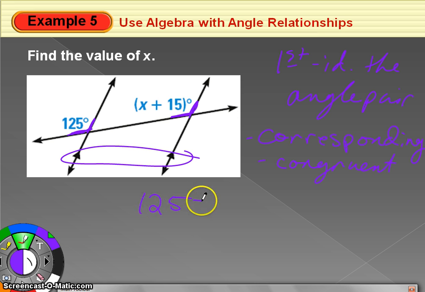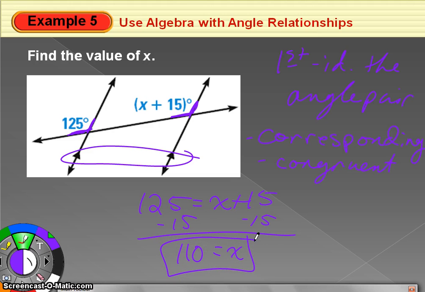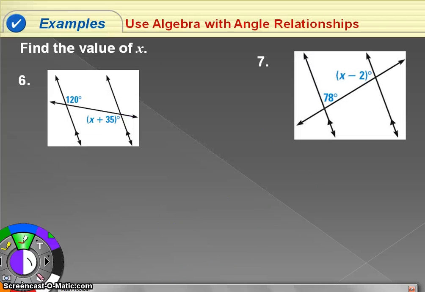So 125 equals x plus 15. And now just do your algebra. Subtract, and that's 110 equals x. Okay, you don't have to have the degree symbol on the 110 because it's the entire angle with the degree symbol. Okay, just depends on your teacher.